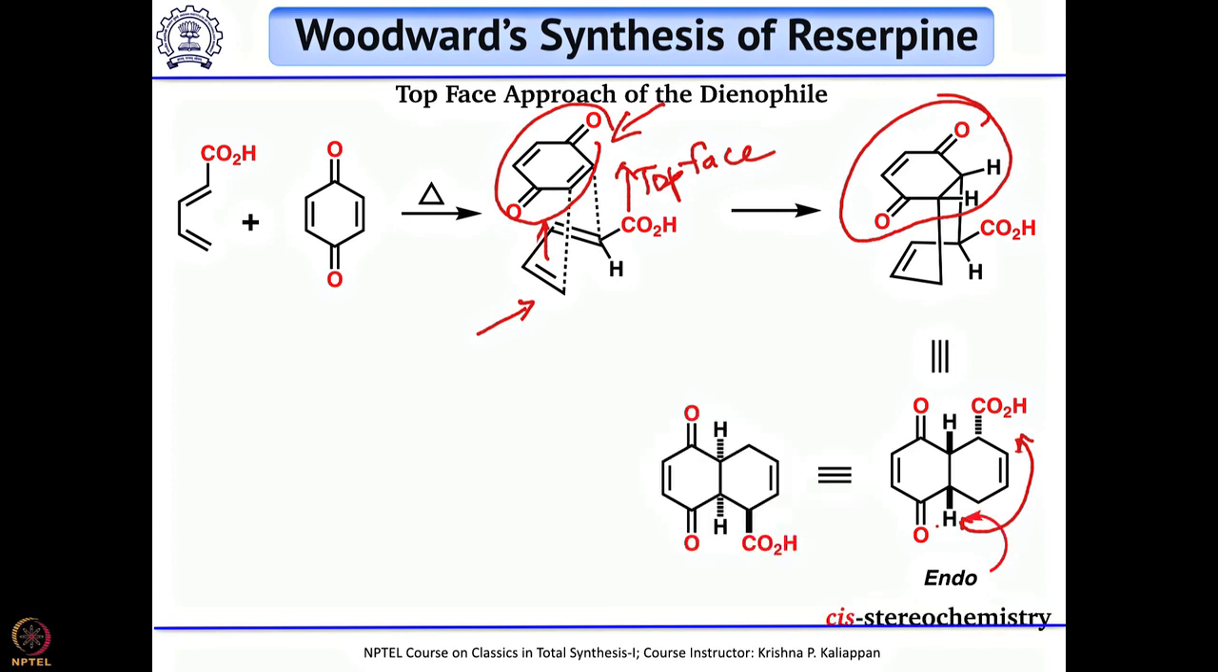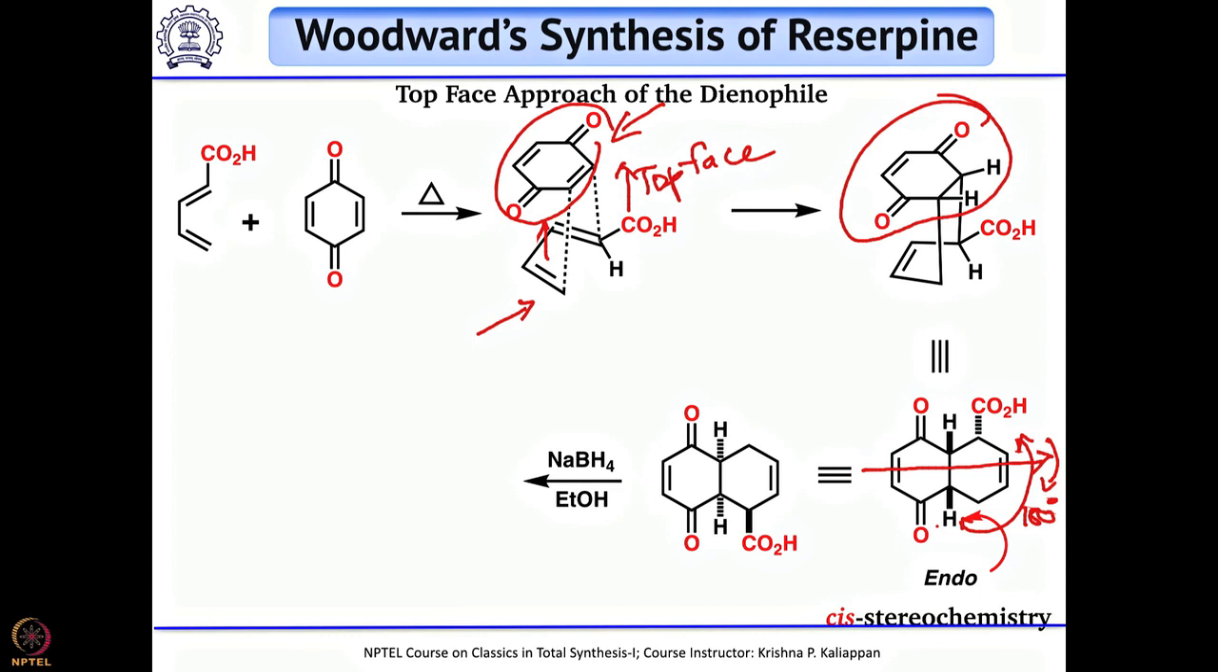Now, can you rotate this? How do you rotate? You go through this plane and rotate it by 180 degrees. If you go through this plane and rotate it by 180 degrees, you will get this. So, this is the first step of the total synthesis of reserpine reported by Woodward.